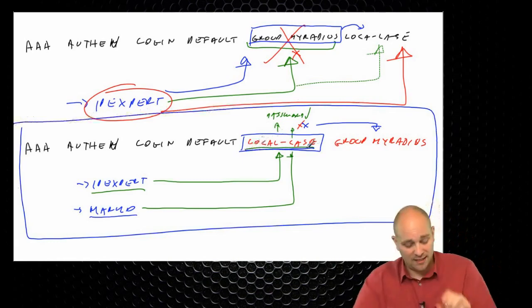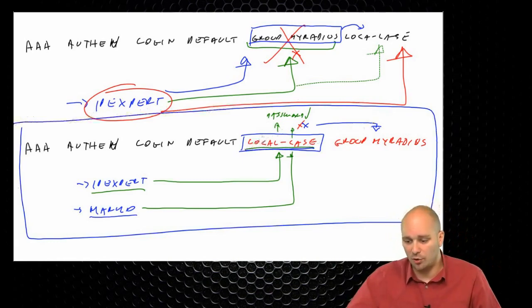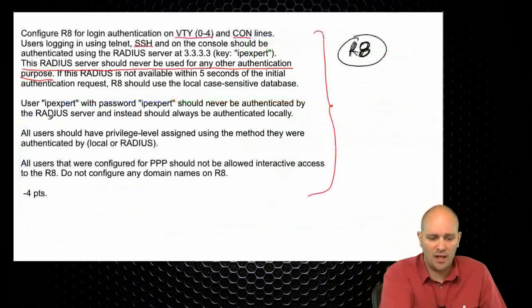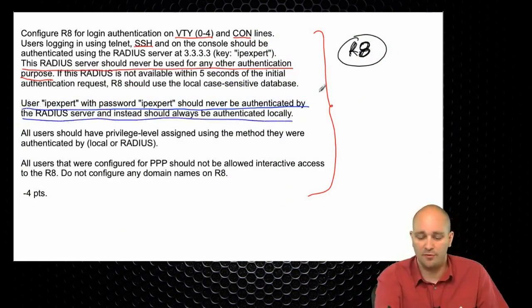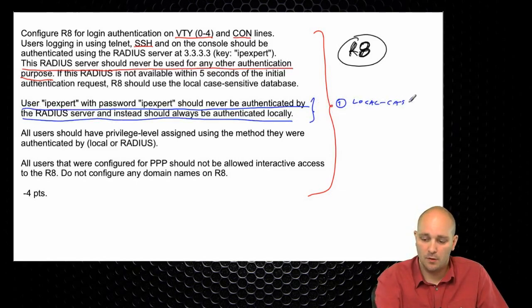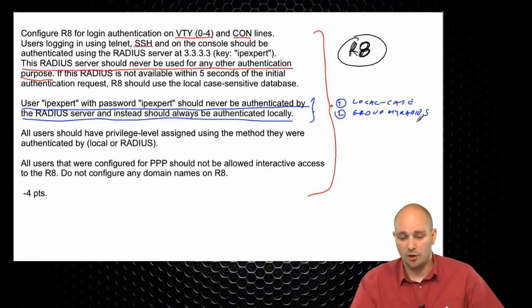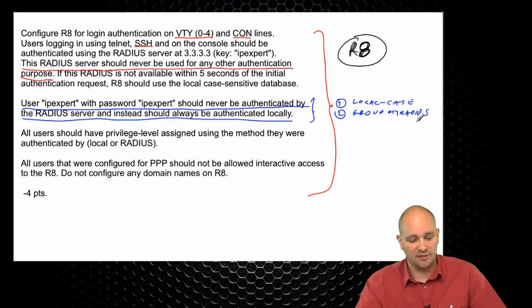So in our case, in order to solve the requirements of the task here, that user IP expert should never be authenticated by the Radius server and instead should always be authenticated locally, what we need to do is first use local case and then use the group myRadius for authentication. If we use it otherwise, we are not going to satisfy the requirements of this task.